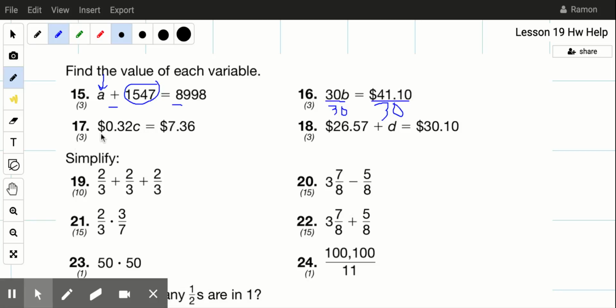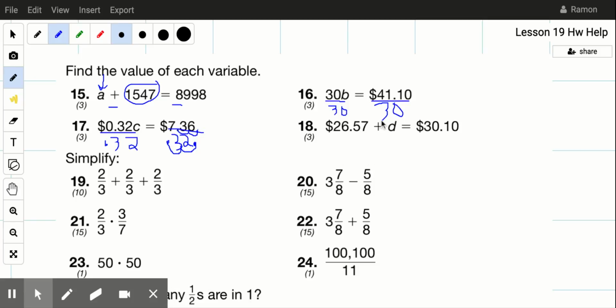For 17, something similar. We're actually dividing by the coefficient, which is 32, and then you'll have your value for C. Now, the only tricky thing here is that this is a decimal. So whenever you have a decimal as your denominator or as your divisor, you want to turn that into a whole number. And we can do that by moving the decimal to the right until it's a whole number. But if you do that to the numerator, you also have to do that to the denominator. So we're going to move this one twice as well. So really it's 736 divided by 32.